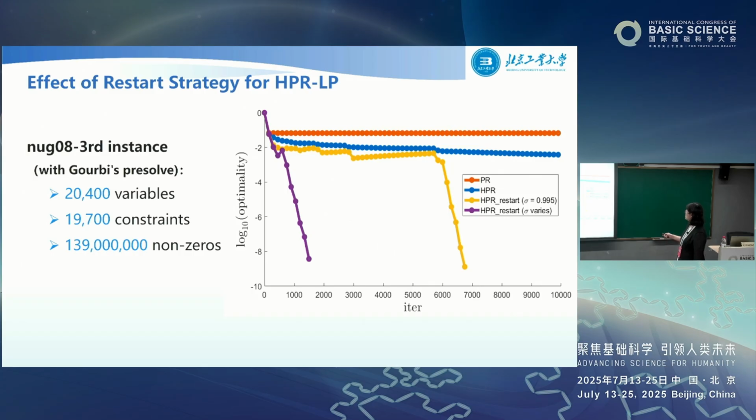But if the sigma is updated automatically, okay, so it can adapt. So the HPR restart is faster. So you can see the restart and the sigma are very important for the algorithm.